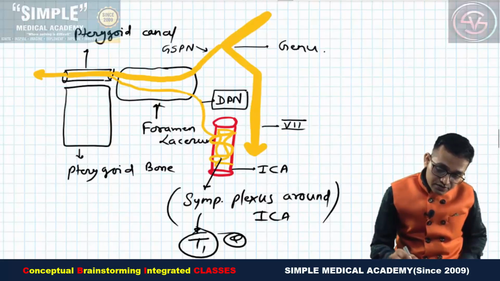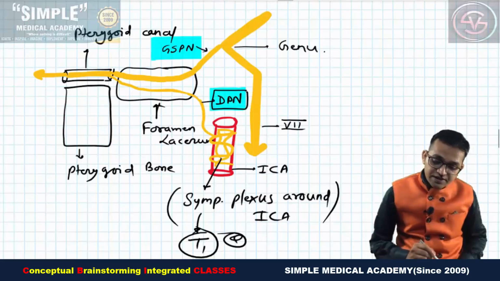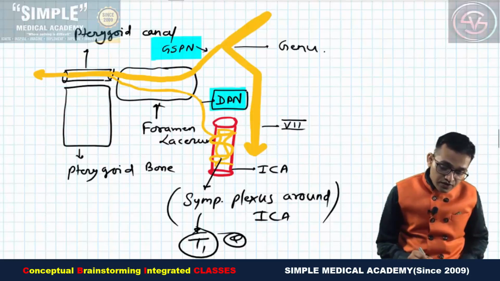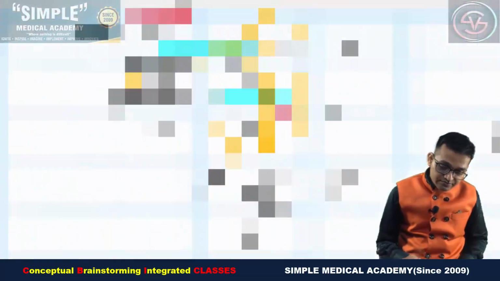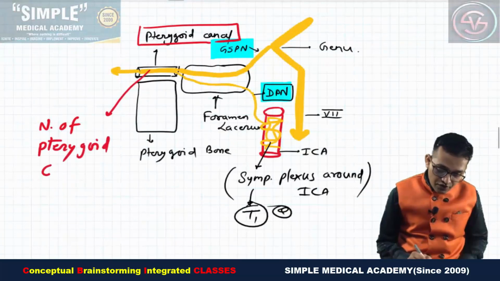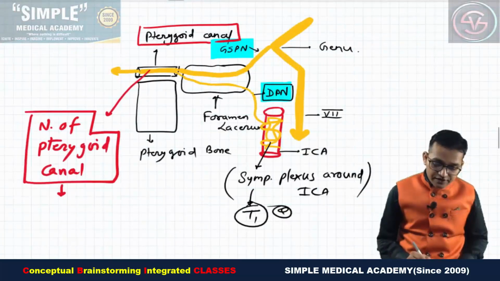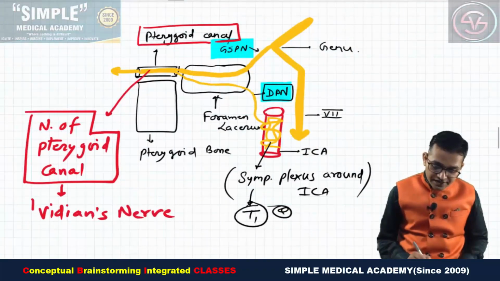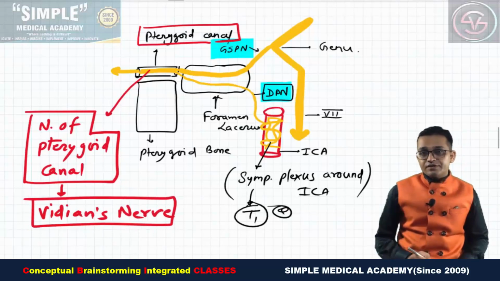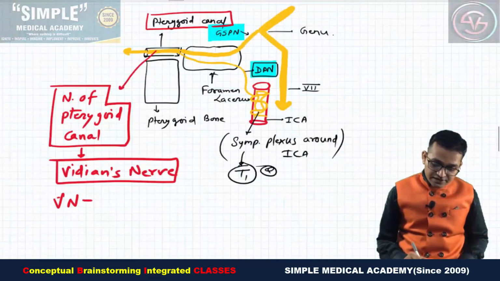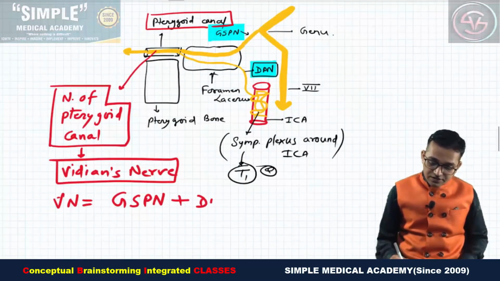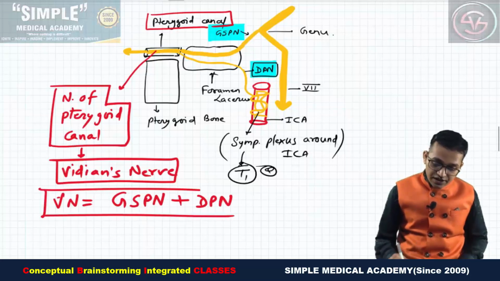So can you see, the greater superficial petrosal nerve plus the deep petrosal nerve both unite within the pterygoid canal. This formed nerve is known as the nerve of the pterygoid canal. Now this nerve of the pterygoid canal is also known as Vidian's nerve because it was studied by Vidian. So you can write down that Vidian's nerve equals greater superficial petrosal nerve plus deep petrosal nerve. So this is the equation.